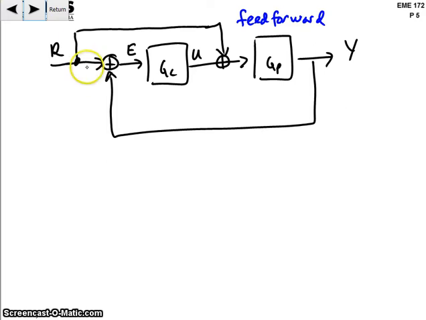And so this is the idea of the feed forward: we take the reference signal, we inject it here to create the error signal, but we also add it directly to the output of the controller so that we get faster response from the closed loop system, so that we immediately get a step input going into the plant. Okay.